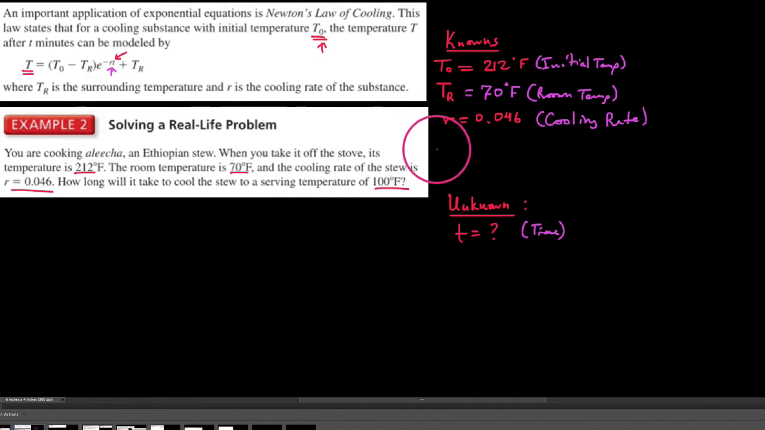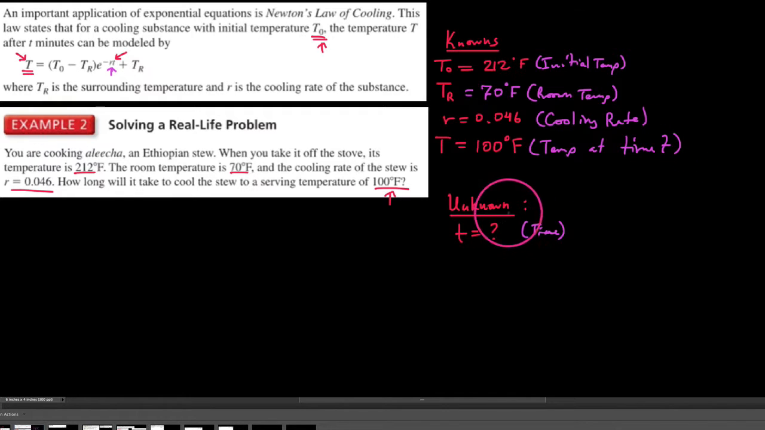But what we see here is that our last known is this 100 degrees Fahrenheit, and what it says is how long will it take to cool this to 100 degrees Fahrenheit. Well, if that's not the room temperature, and that's not our initial temperature, where would we put this in? Well, we're going to put this in for the value of our function. We're going to put it in here for our temperature at a given time, and we're going to work backwards to solve for what that time would have to be in order for this to be the temperature. So our overall temperature at a given time is 100 degrees Fahrenheit. So we're going to make a little note here: this is the temp at time t, which is the thing that we're solving for here.